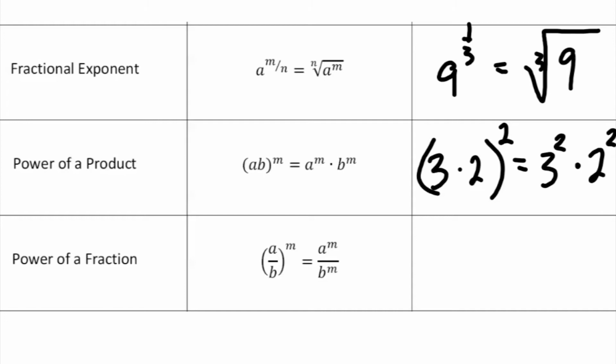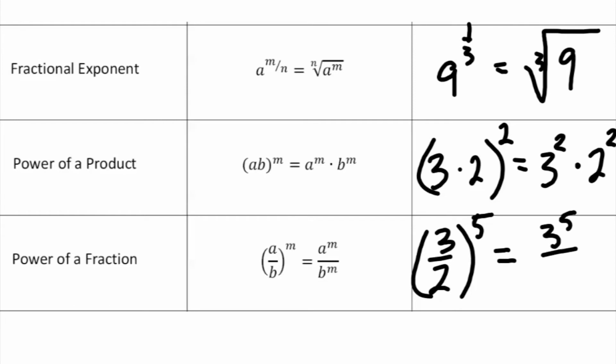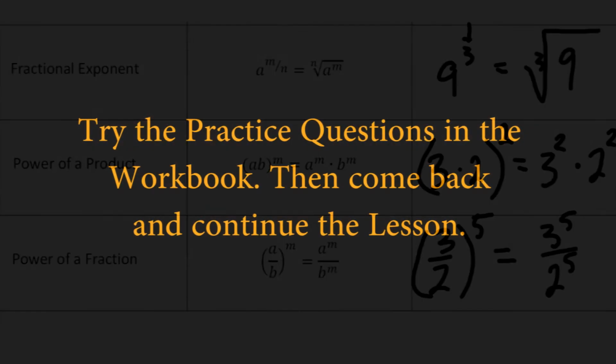If we have a power on a fraction, so we've got the exponent m on the fraction a over b, the exponent can be assumed to be on both a and b in the fraction. So 3 over 2 raised to the 5th power would be the same as 3 to the 5th power over 2 to the 5th power. Try the practice questions.